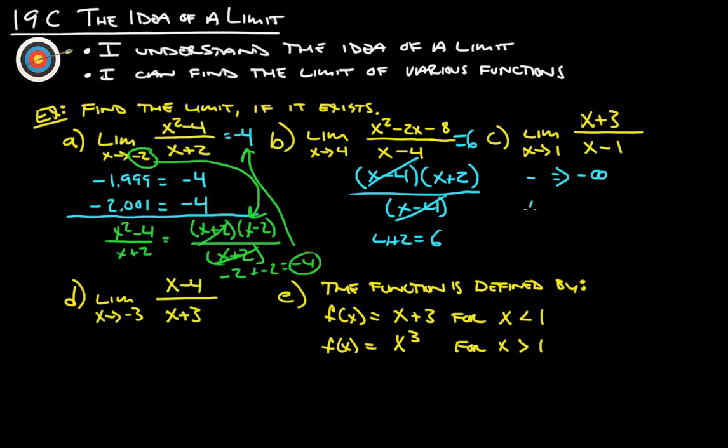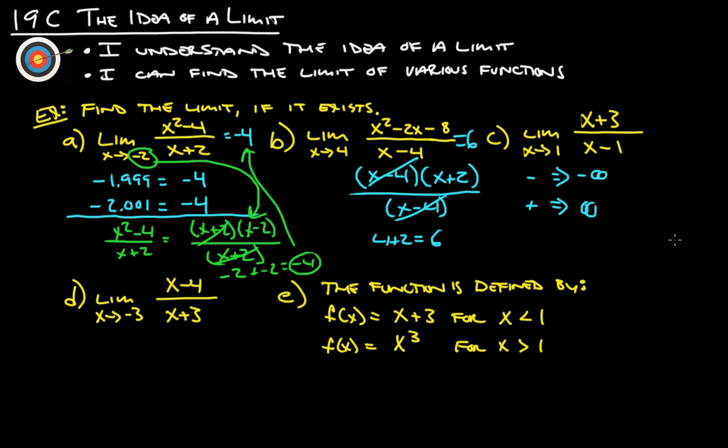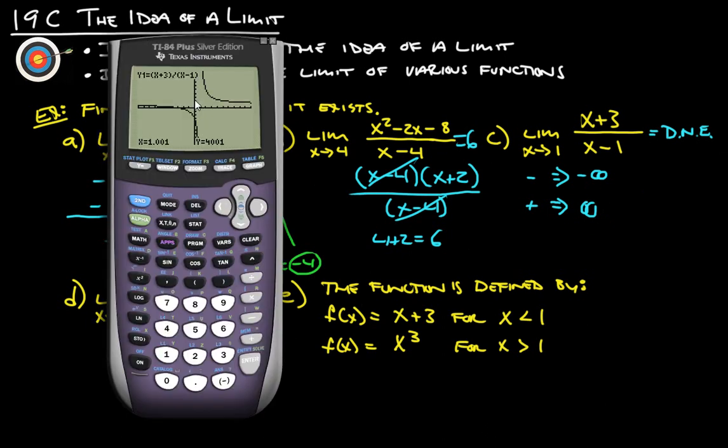Okay, and as we approach from the positive side, let's see what we get there. Let's calculate the value, and we're going to do 1.001. And if you look there, we get 4001, so we are approaching positive infinity. So this one, the limit does not exist, and you can just put DNE for does not exist. Again, it's kind of handy with the graphing calculator because you can actually see that as it approaches 1, it approaches two different numbers, so it does not exist.